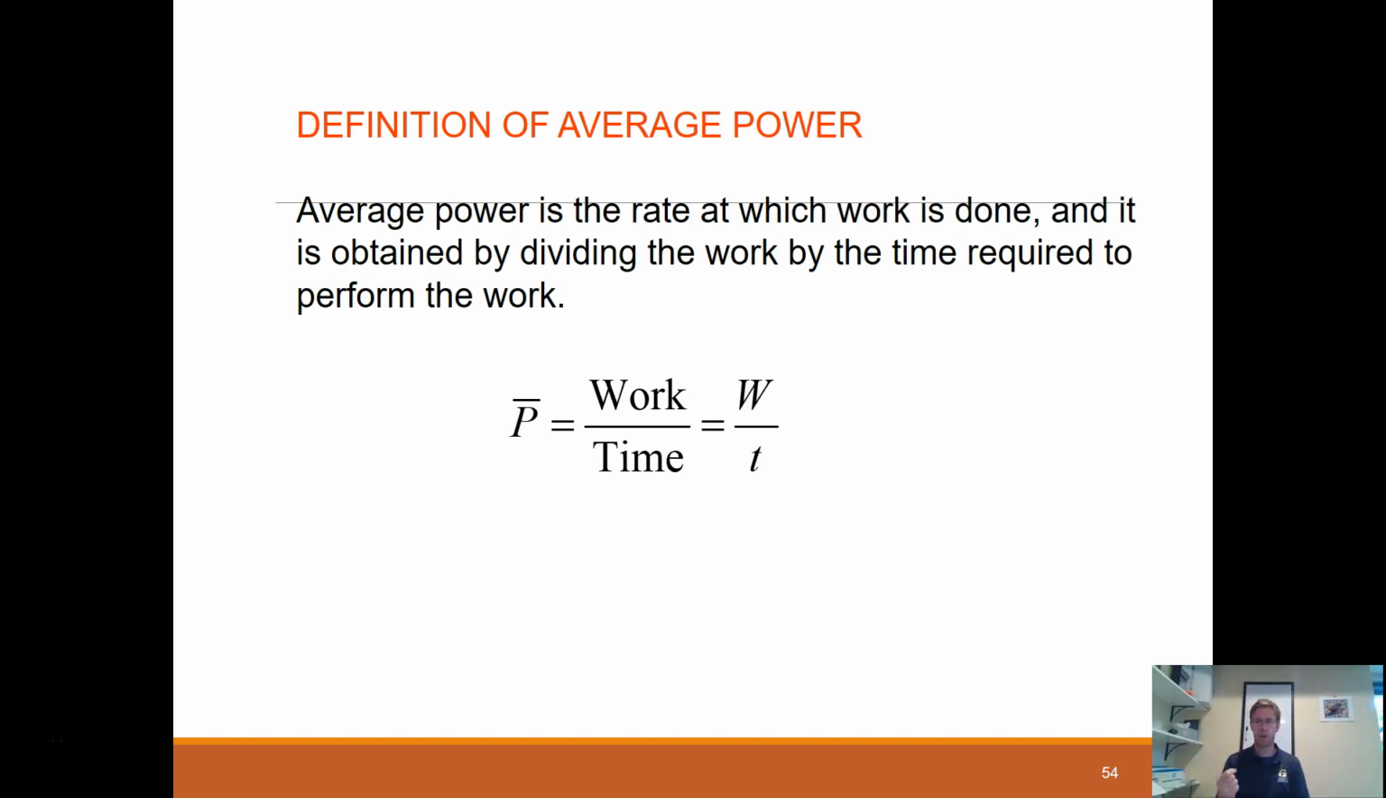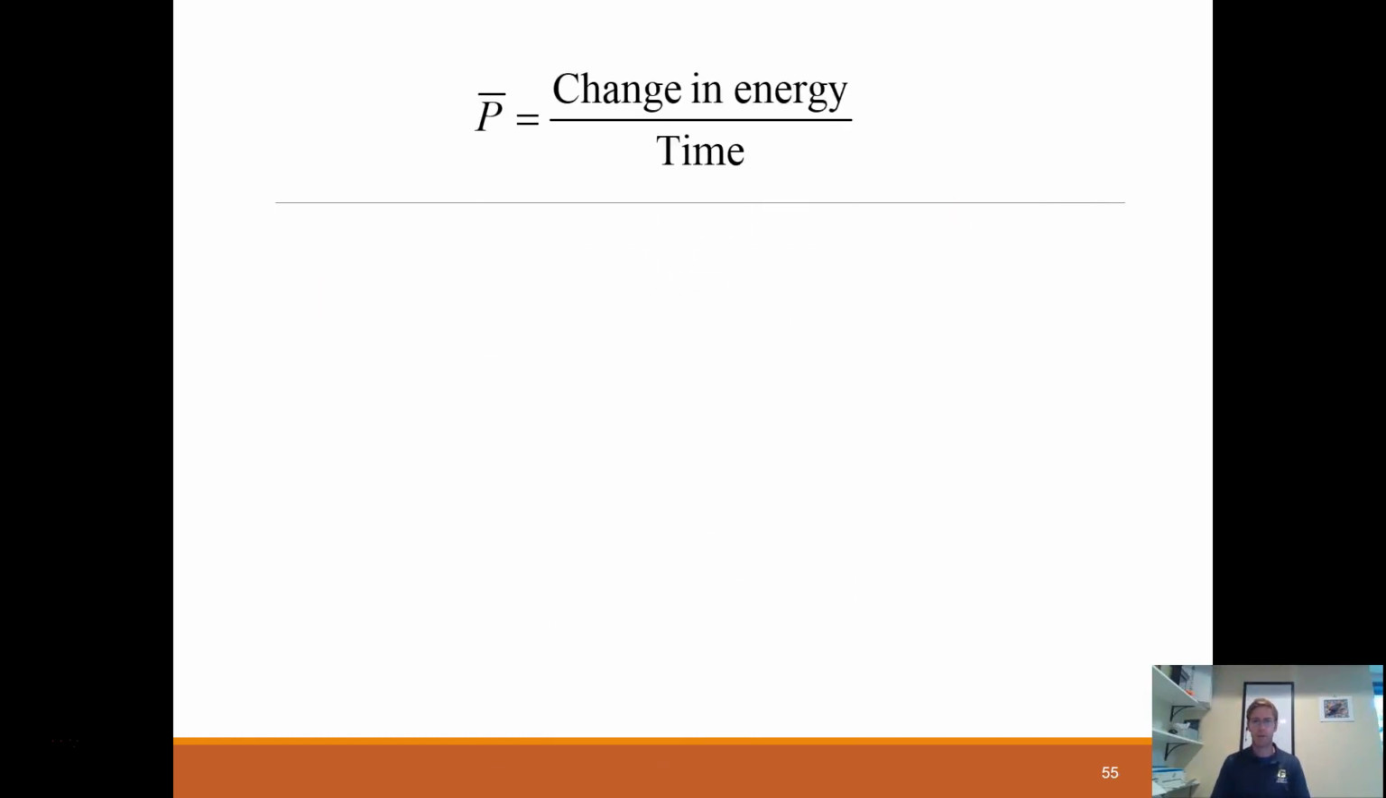Okay, so it's work over time. What units do you think that's going to give you? Well, work is joules. Time, we usually use seconds as the SI units. So a joule per second gives us watts. So if you're ever trying to remember and you think to yourself, what are the units of power? Well, you just told yourself, what are the units of power? So there you go. Cool. So power, again, is change in energy over time.